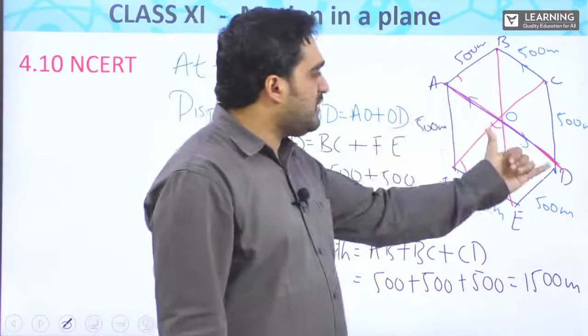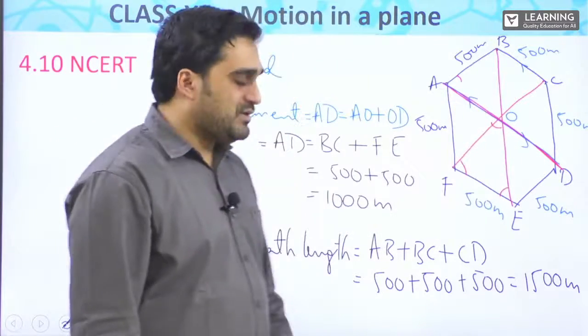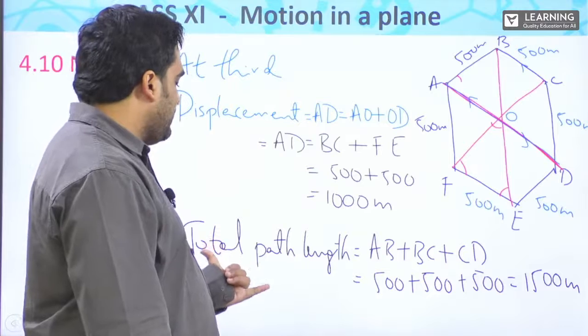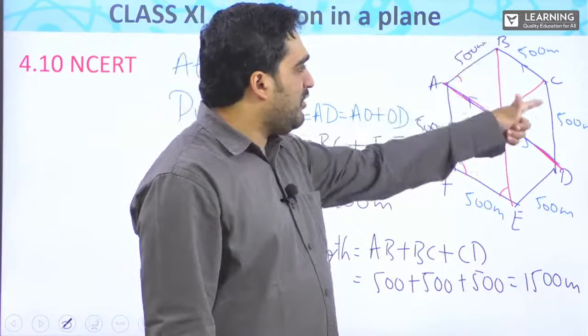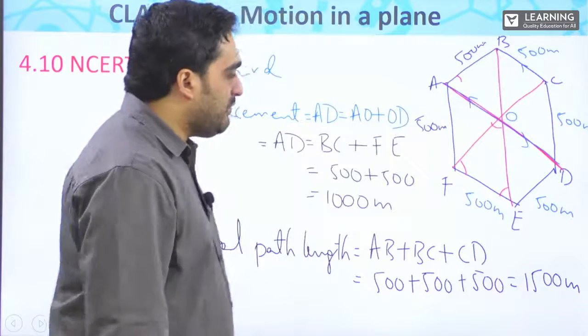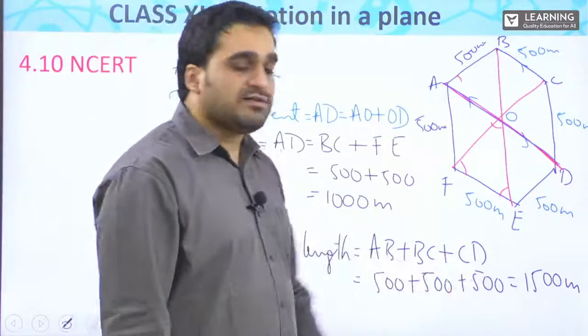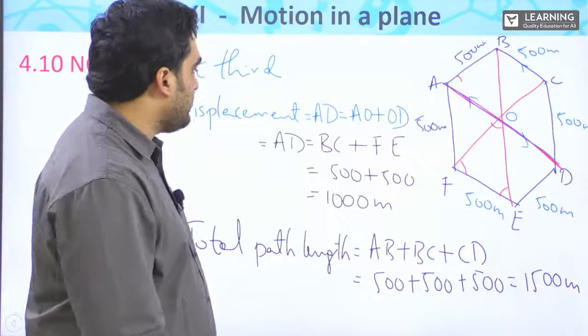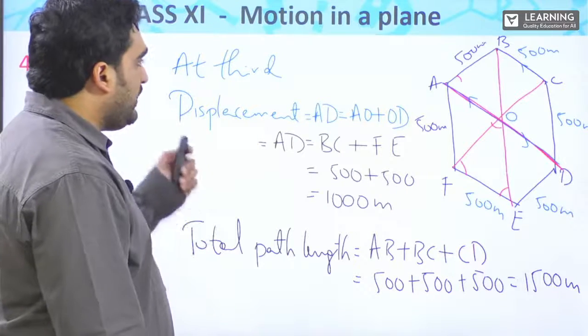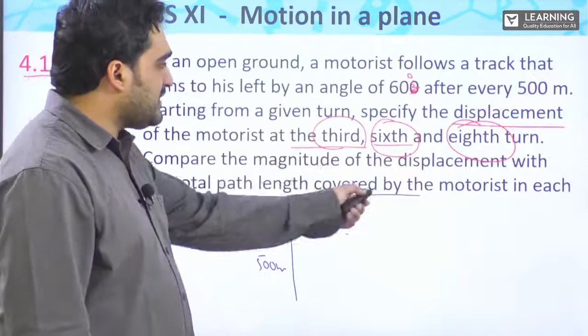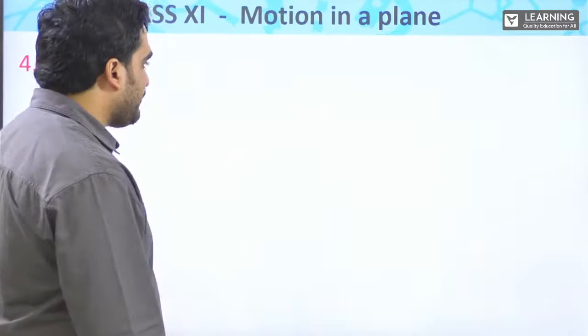Displacement is the only shortest distance between the 2 points. On the other hand, distance, total path length, is the path taken by an object, the length of the path taken by that object, which is about 1500 meters in this case. So now that we have found at third, we need to similarly find at sixth and eighth turn.